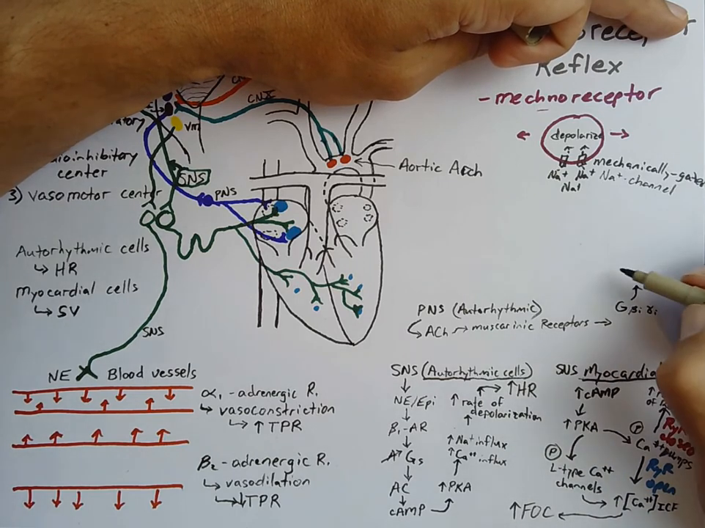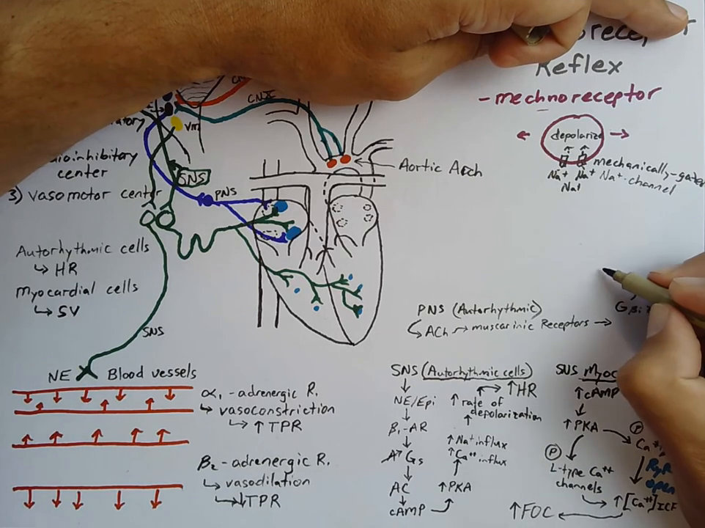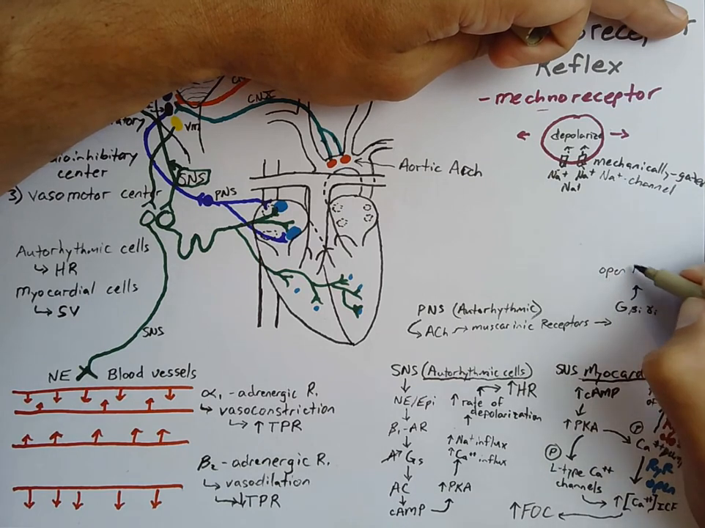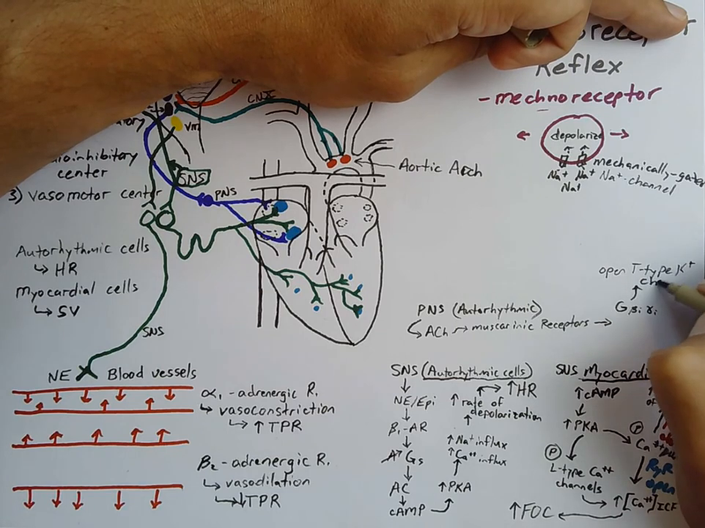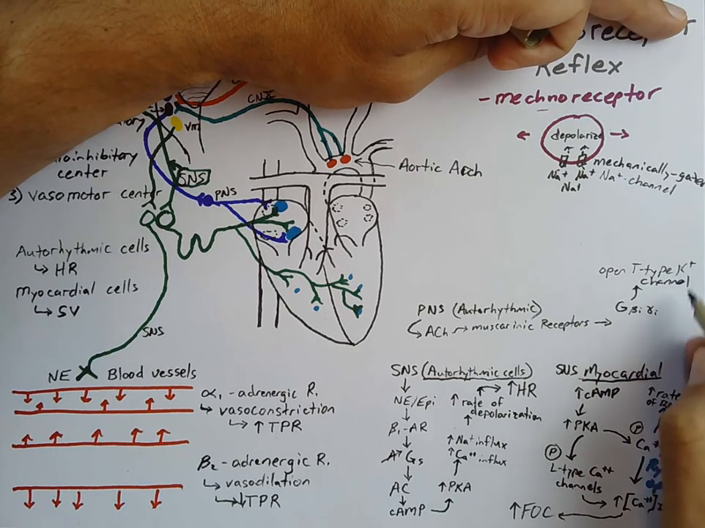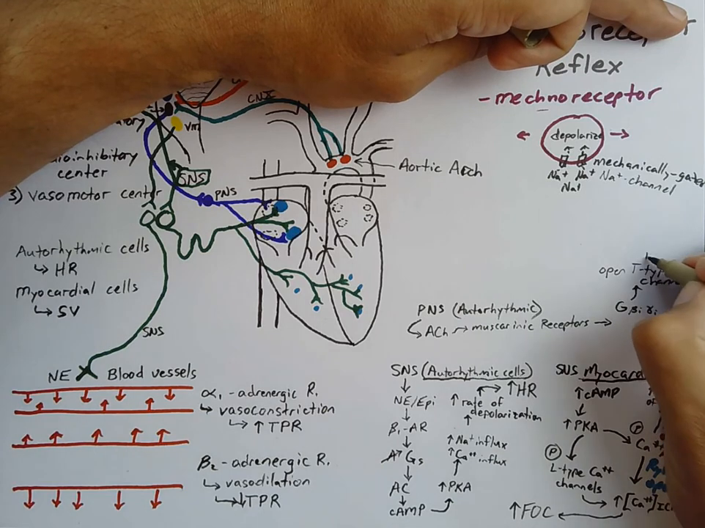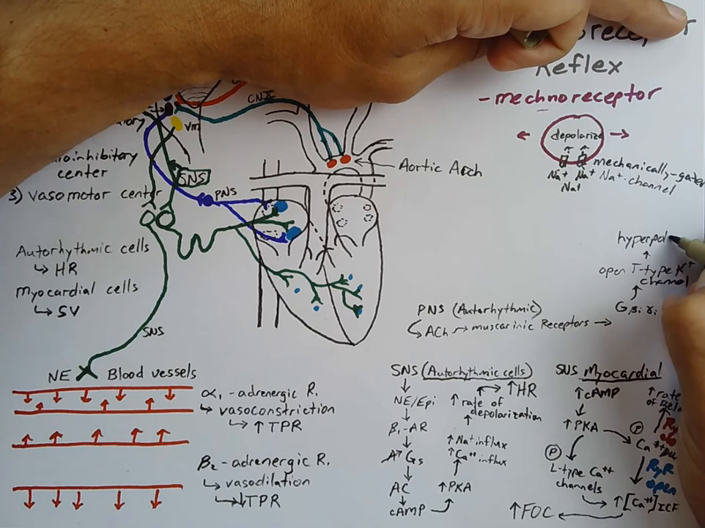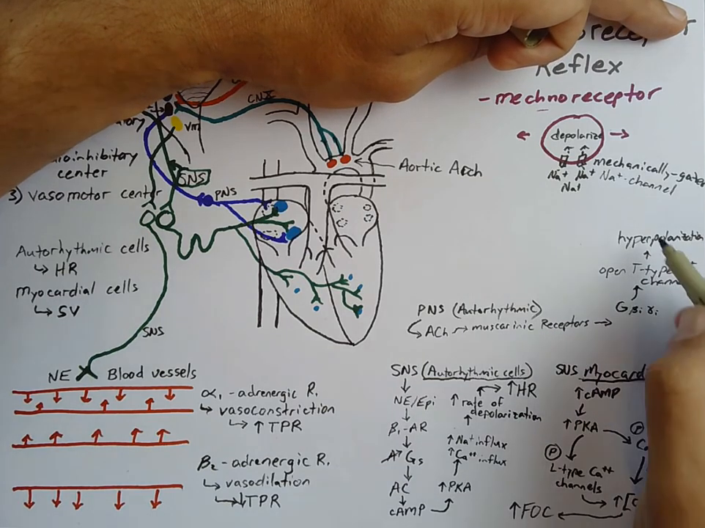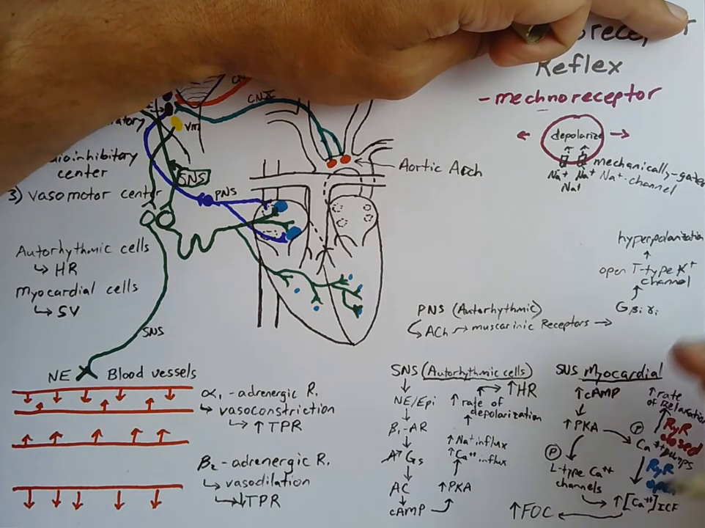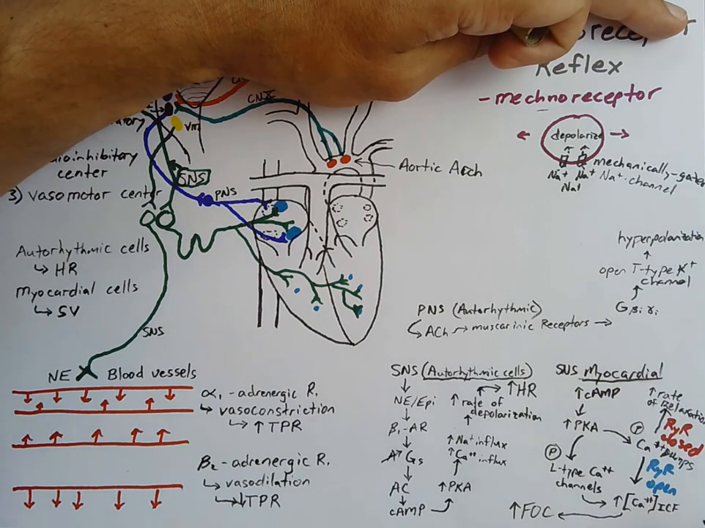How do they hyperpolarize the cell? They open up a T-type or a transient potassium channel. Super cool, super interesting, this little transient guy right here. It's completely going to change how this cell membrane responds because it's going to cause hyperpolarization of that cell membrane. And when we hyperpolarize that cell membrane, we make it go further from threshold.